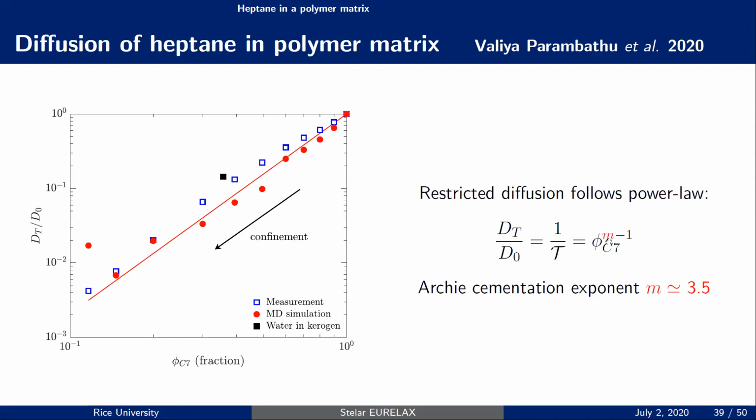The important point here is that the diffusion behavior follows a power law behavior, and this is essentially the Archie model. But the Archie cementation exponent is not 2 as you expect for a capillary pore bundle. Instead, you have an exponent that is 3.5. So it's hinting to us of a complex pore structure. Okay, so we see restricted diffusion in a complex pore structure. And again, I think there are things to understand about the dimensionality of this system.